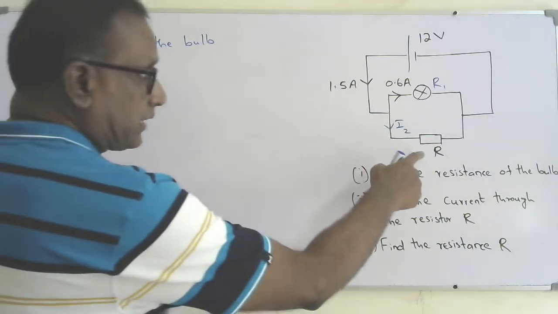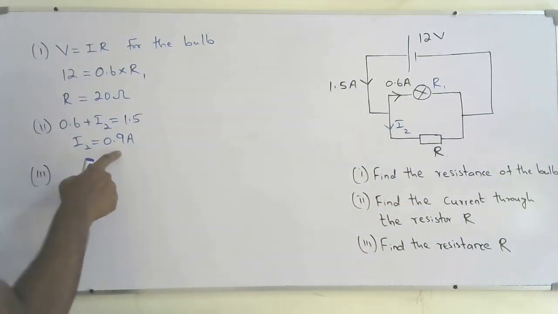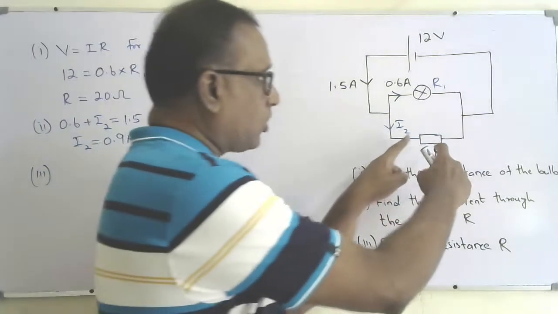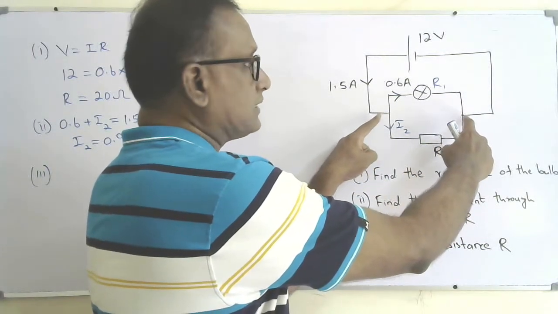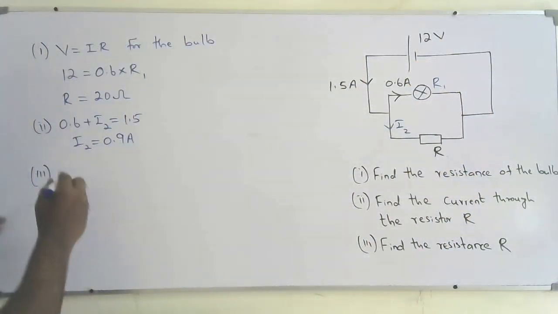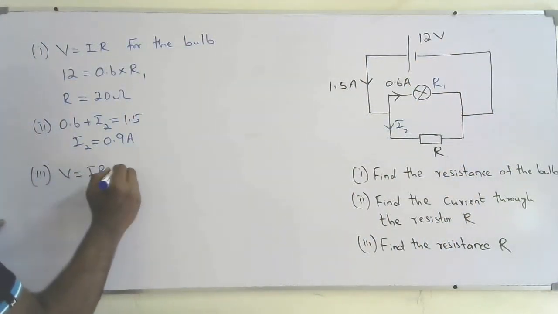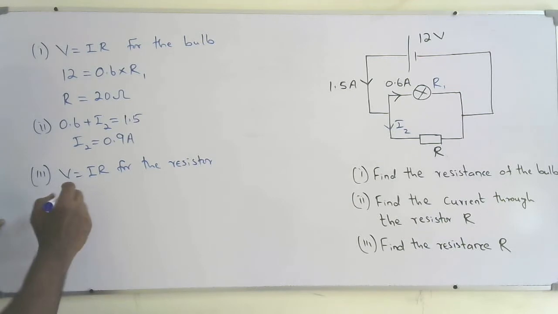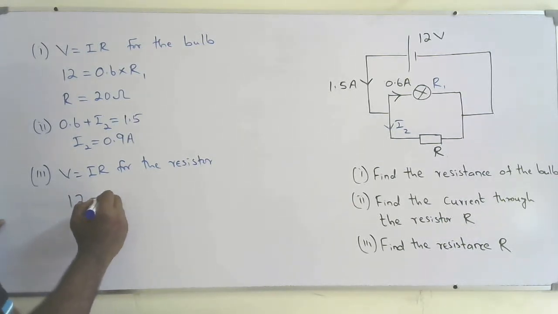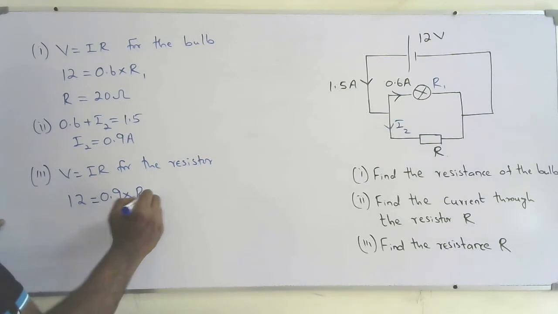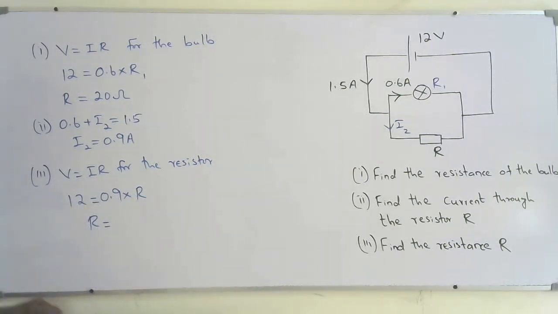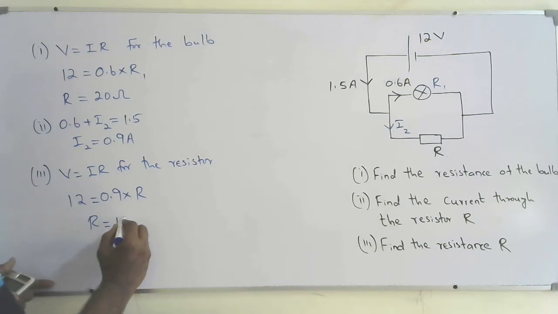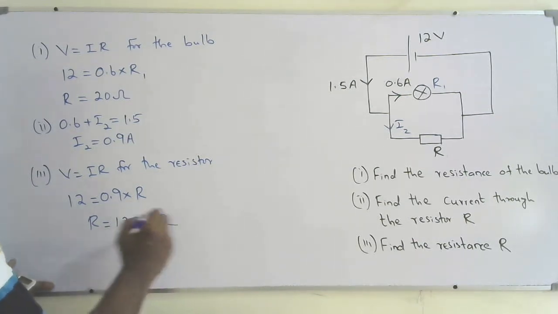I know the current through the resistance R, which I found to be 0.9. The voltage across R is also the same as the voltage across the junction, that is 12 volt. So I can use V equals IR for the resistor. The voltage across it is 12. The current through that is 0.9 times R. To find R, 12 divided by 0.9. You will get 40 over 3, that is 13.33 ohms.